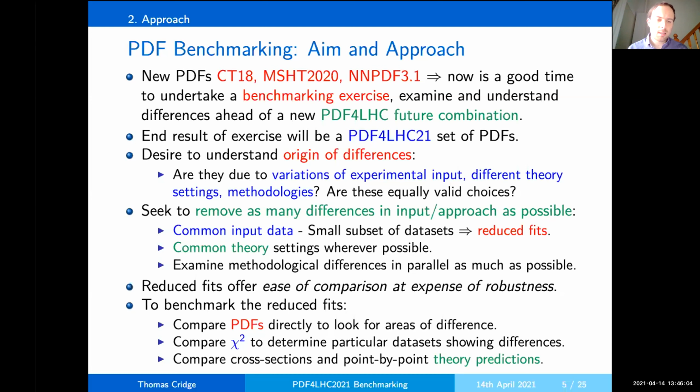PDFs. To benchmark the PDF reduced fits against one another, you then have three main levers, if you like. You can compare the PDFs directly against one another to look for areas of difference. You can also compare the chi-squareds against one another to look for particular data sets which are showing differences, which may give you a handle on where these differences are arising. And if you need finer detail still, you can compare the cross sections against one another and point-by-point theory predictions. And in the coming slides, I'll show some examples of doing all three of those things. So if we move to the next slide.